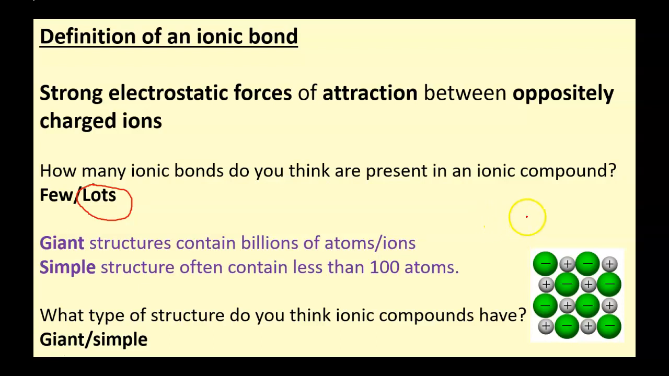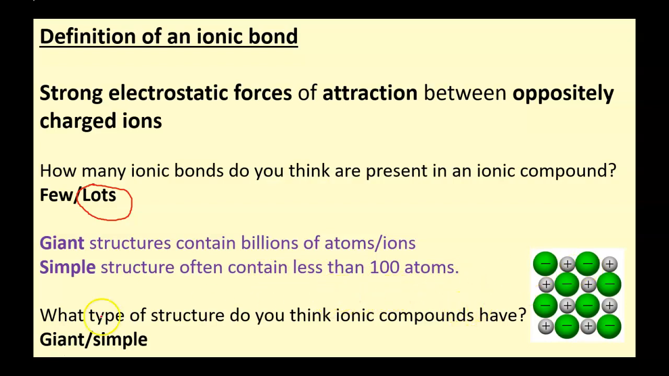Most things can be split into two different types of structure. We have giant structures, which consist of billions of atoms or billions of ions. As we're talking about ionic compounds, it's a structure that consists of billions of ions. There are also simple structures, which contain, say, less than 100 atoms, as a general rule for questions you would see.